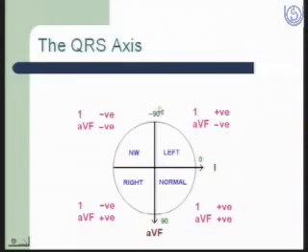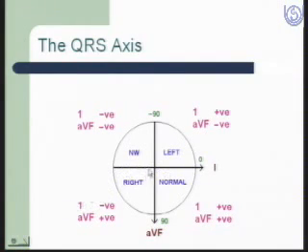If the QRS is predominantly positive in lead 1 and negative in lead AVF, then the axis will be somewhere here, and we call it a left axis deviation. If the QRS complex is predominantly positive in lead 1 and positive in lead AVF, the axis will be somewhere here, and we can easily say that the axis is normal.